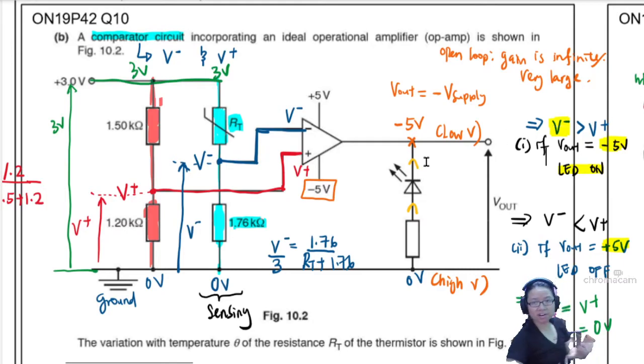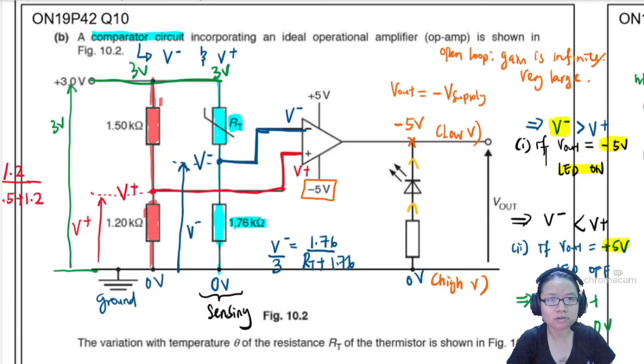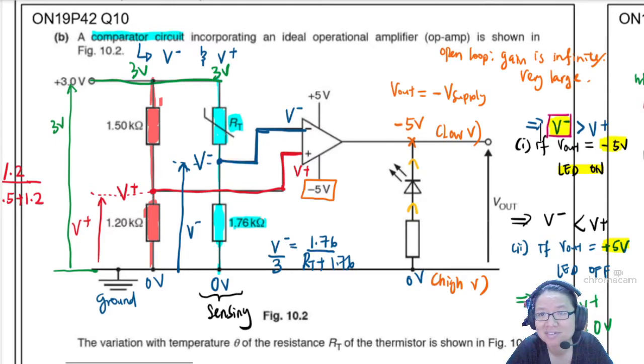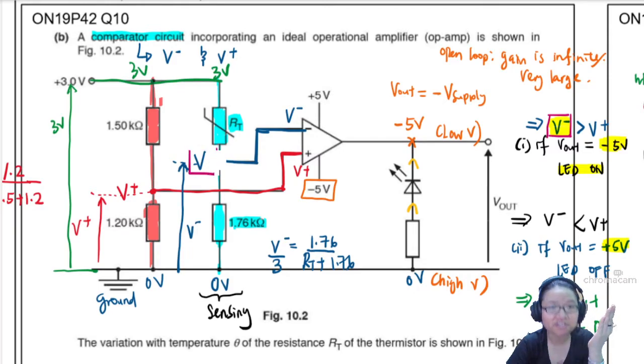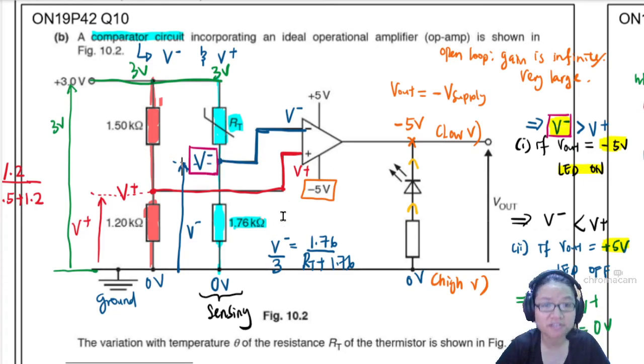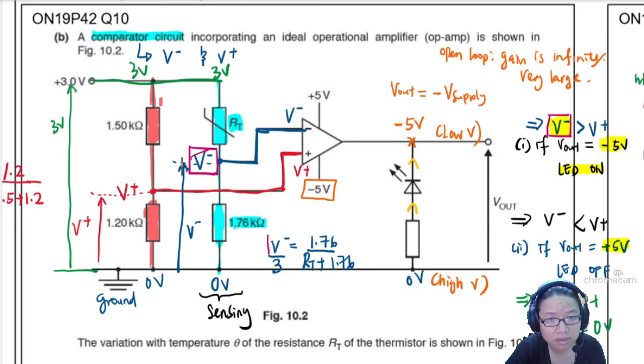But what affects our V minus? Let me draw a box here because this is very crucial. This is the make-or-break of the thermistor. Do I switch or do I not switch? Wow, my graphic card is struggling, guys. So this V minus is this here. What determines our V minus, our inverting input?